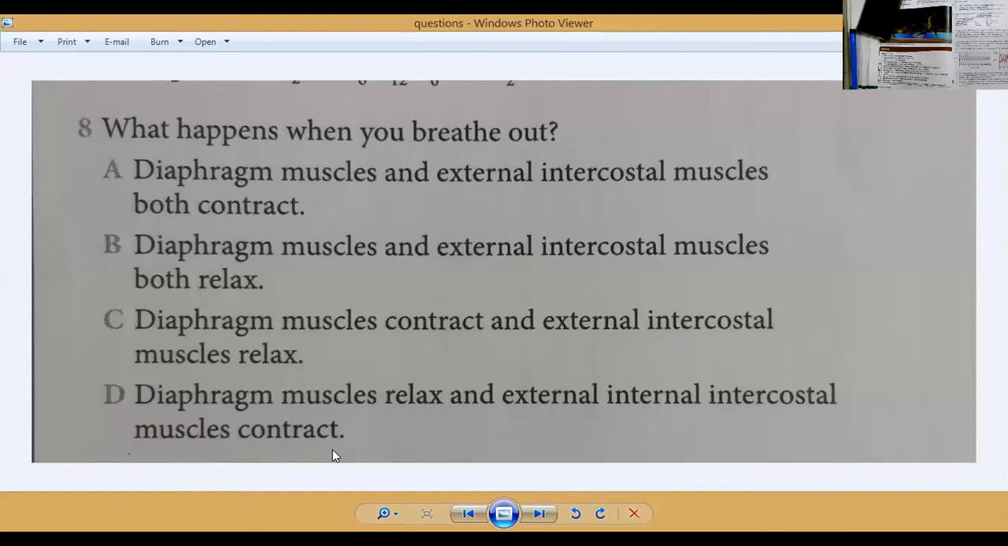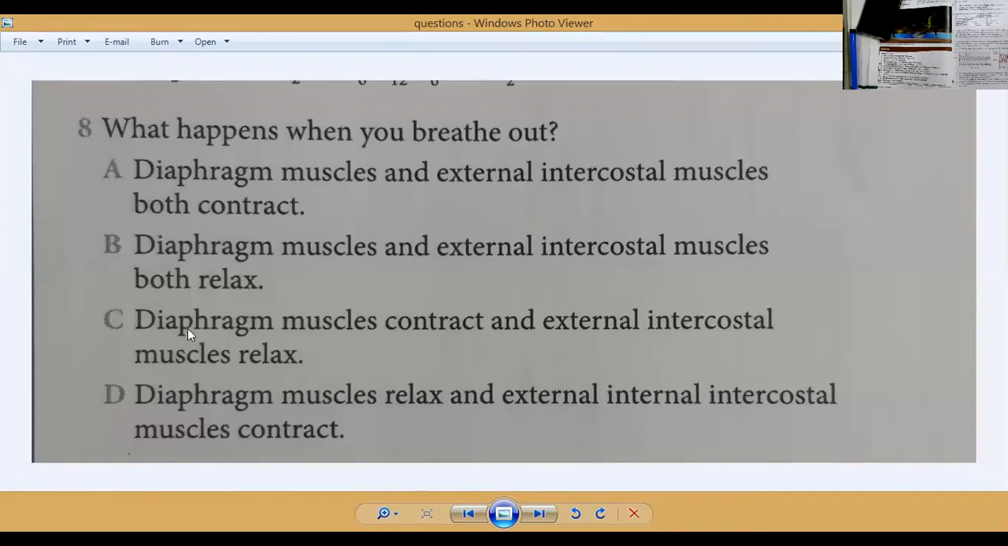Now let's see. Nothing contracts when you breathe out, and they're asking for normal breathing out. So nothing contracts, so A cannot be correct. B can be correct. Yes, diaphragm muscles and external intercostal muscles both relax. So it's B, okay?